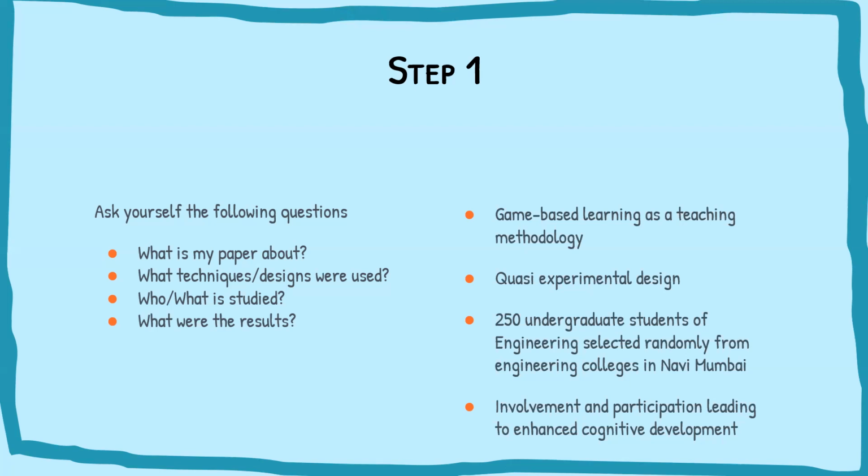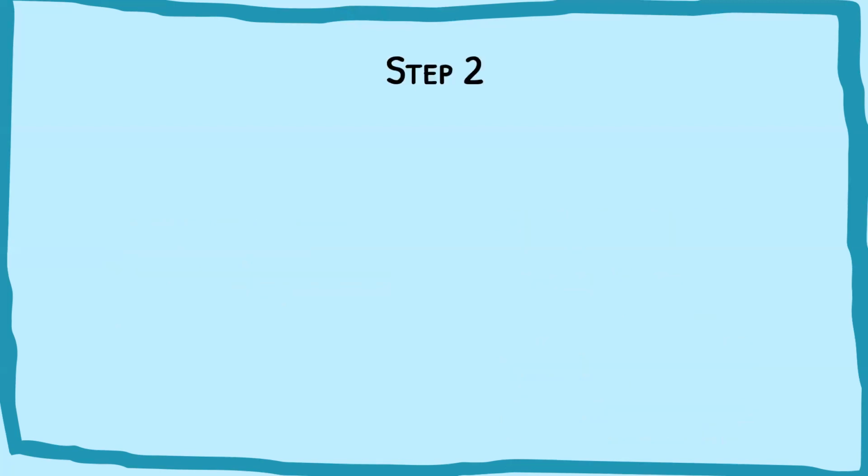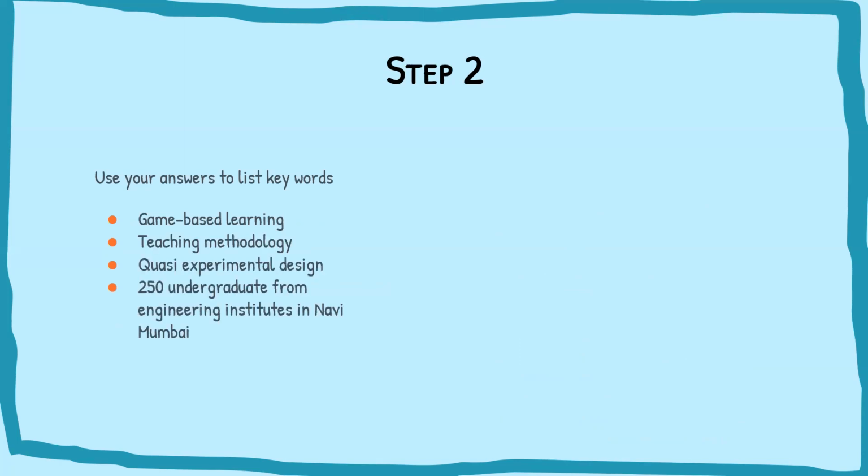So now in step two, once I've got the answers, now what I'll do is I will use these answers to list the keywords. So the keyword that I can list is game-based learning, teaching methodology, quasi-experimental design, 250 undergraduate students from engineering institutes in Navi Mumbai, and enhanced cognitive development. So I have been able to list the keywords. Now I'll move on to step three.